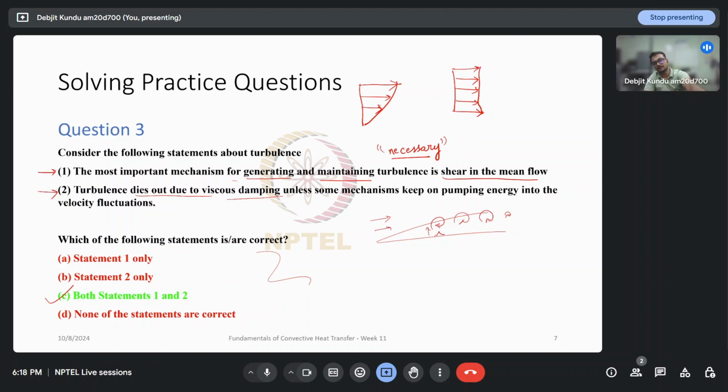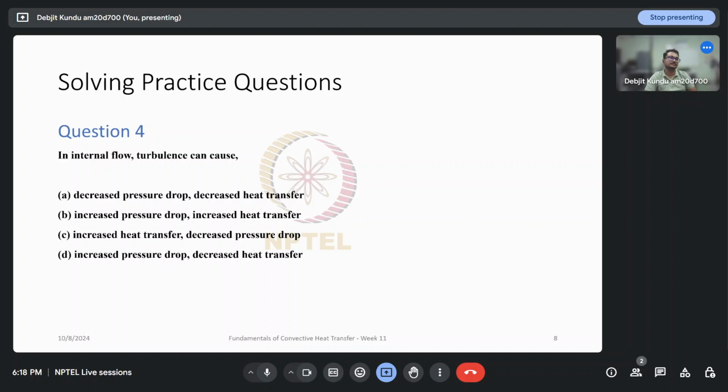All right, so let's move on. We'll move on to question number 4. This is a conceptual question. You have to think a little bit. So it's asking us, what can turbulence cause in internal flow?